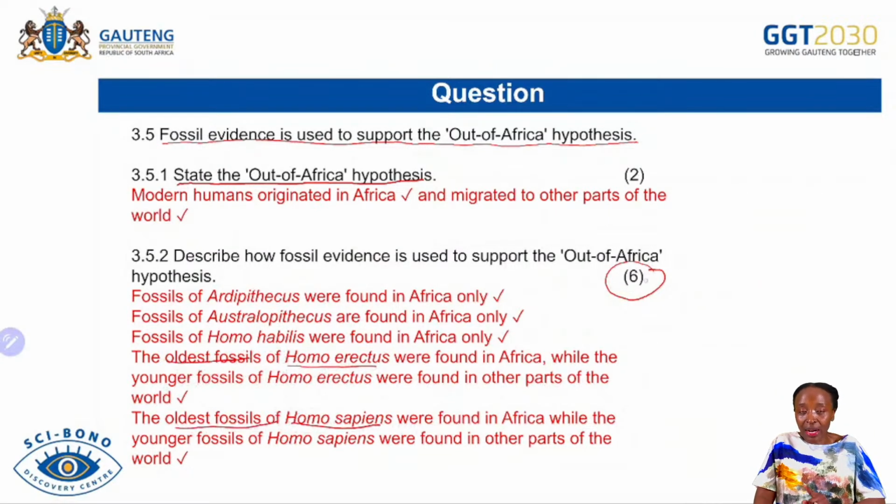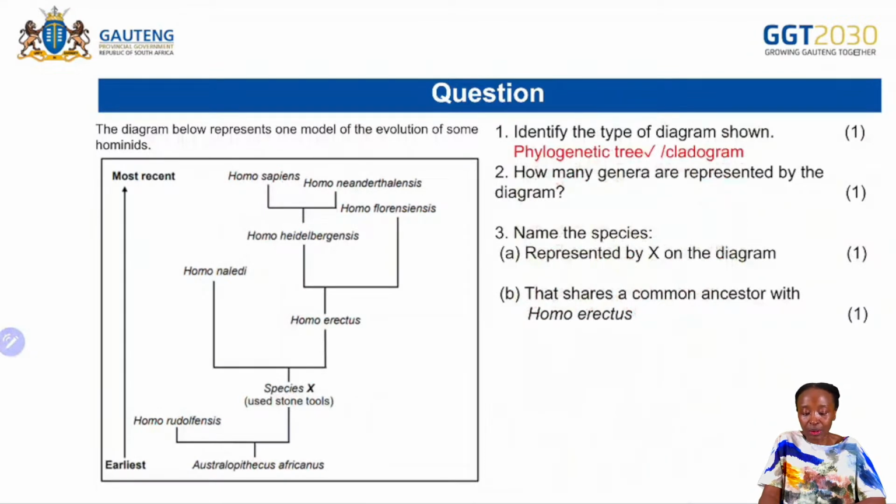And then again, what I want to bring your attention to is that, remember, if you answer this question and you just say fossils of Ardipithecus were found in Africa and you stop there, you don't get the mark, because the key here is this word only. Australopithecus, Ardipithecus, habilis, only in Africa. And then erectus and Homo sapiens, these were the oldest, not only, but they were the oldest that were found in Africa.